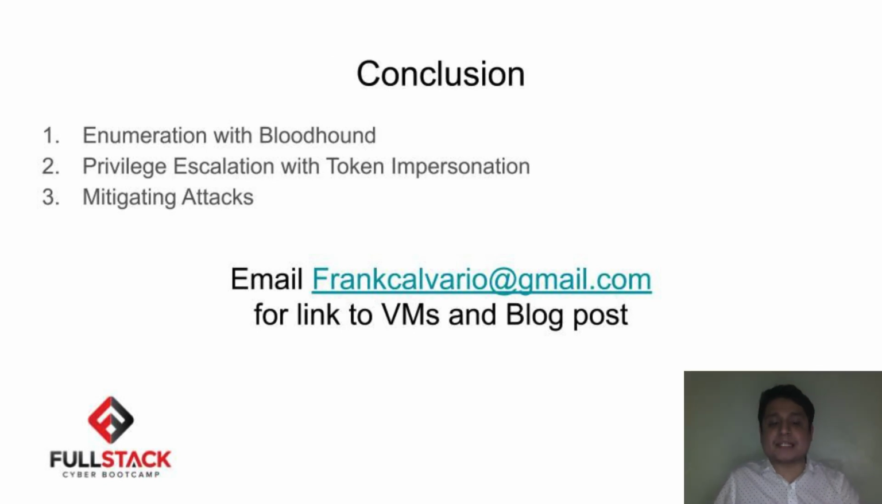To recap our presentation, we gave you a demo of how to enumerate with Bloodhound, how to gain control of a DC admin using token impersonation, and explain some mitigation strategies. You can find a link to the VM and a more in-depth description on our blog post.